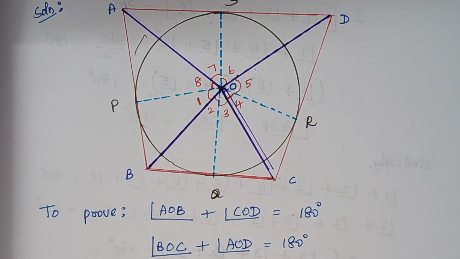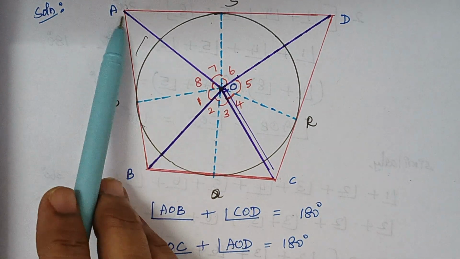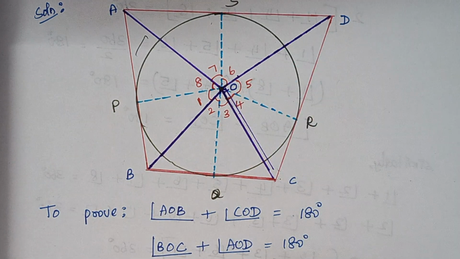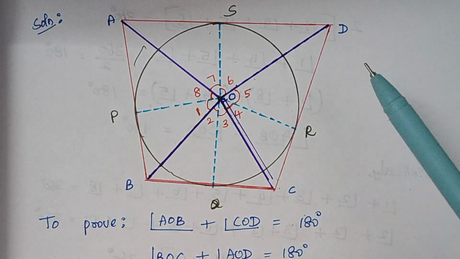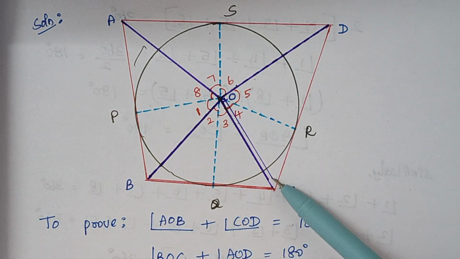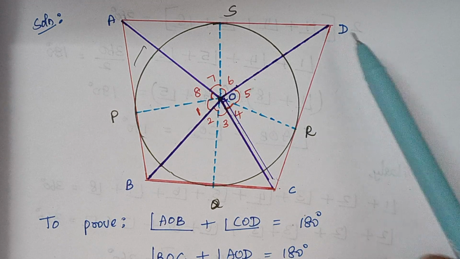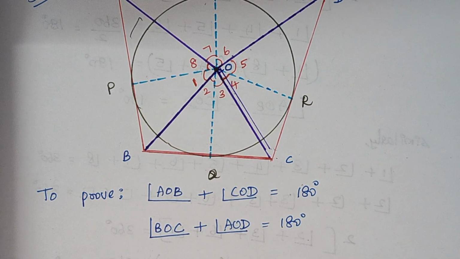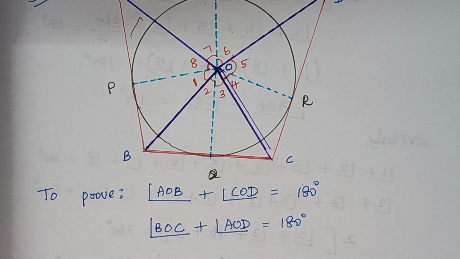So just write, angle AOB plus COD is equal to 180. Similarly, angle BOC and AOD: BOC plus AOD equals 180 degrees. So this is the thing we need to prove.